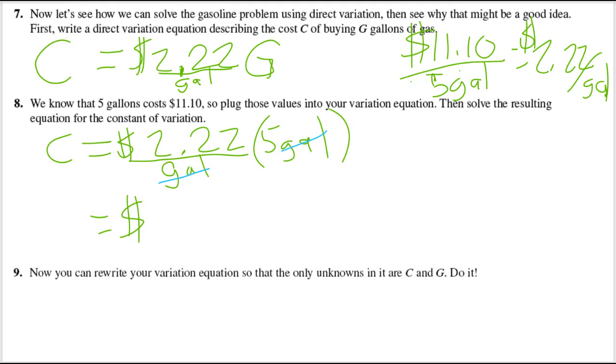And 5 times 2 is 10. 5 times 2 tenths is 1. So I have 11. And then 5 times 2 cents. Sorry, 5 times 20 cents is actually 100 pennies, which is $1. And 5 times 2 cents gives me 10 cents. So I know that my equation worked for 5 gallons. Restart the video once you've done question 9.